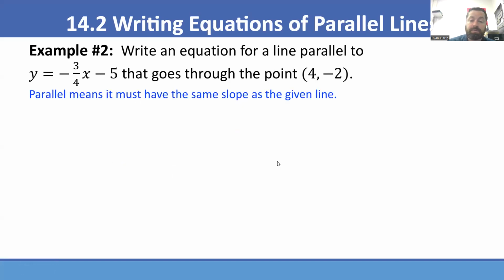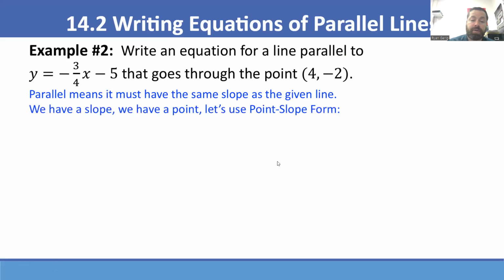Parallel means it must have the same slope, so we know the slope is -3/4. Now we can use the point (4, -2) and put it in point-slope form, which, as a reminder, is this form right here. The y-coordinate goes in the first red spot, which is -2. So y minus -2 equals the slope, -3/4, times x minus the x-coordinate, 4. I'm going to simplify the y minus -2 to y plus 2.